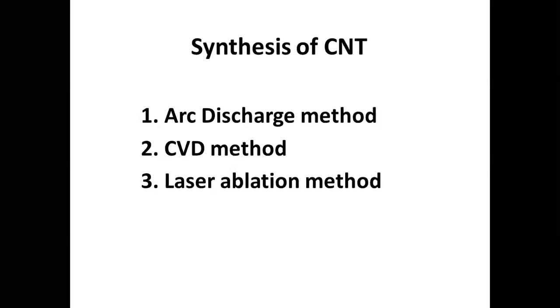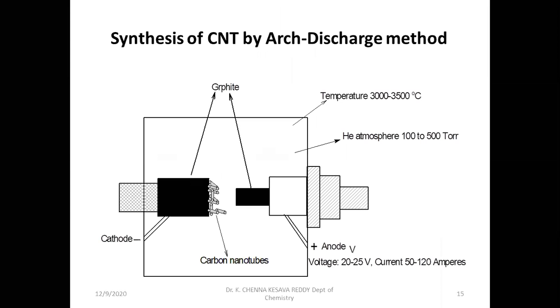Synthesis of carbon nanotubes. Carbon nanotubes can be synthesized in three ways. One is the arc discharge method, second is the chemical vapor deposition method, and third is the laser ablation method. Let us discuss one by one. It looks like our arc experiment, which we have discussed for fullerene synthesis. In a similar manner, the CNT can be synthesized.